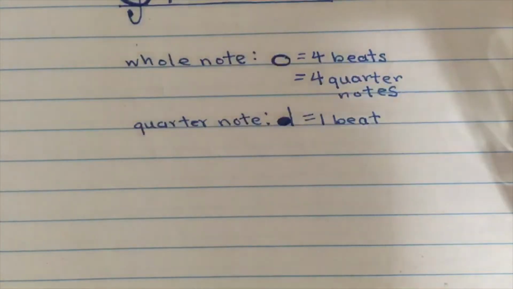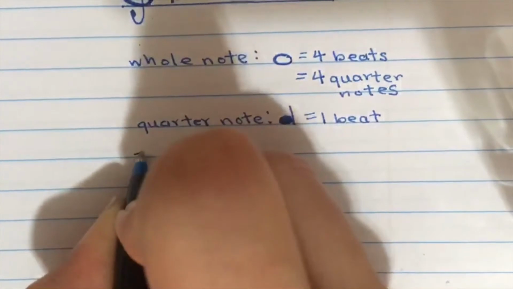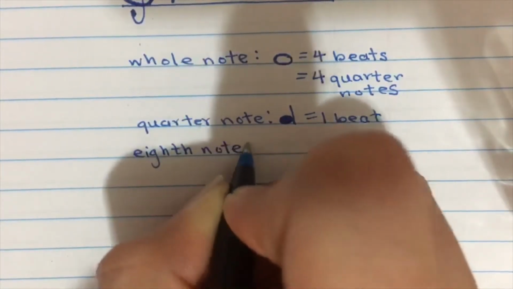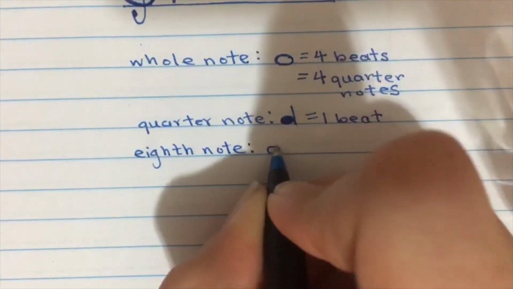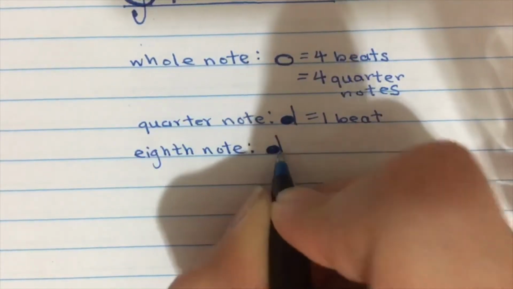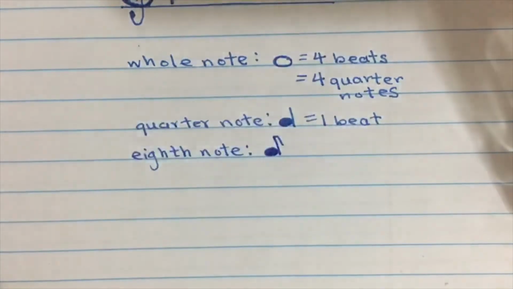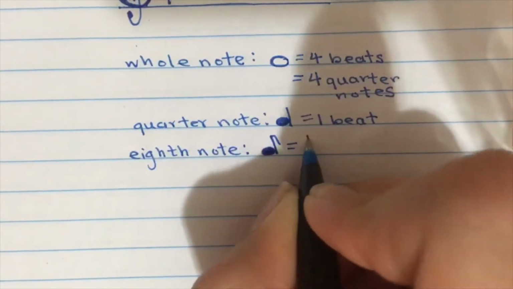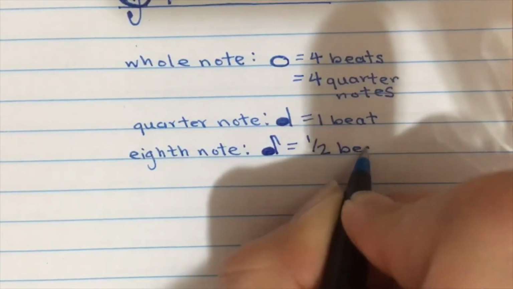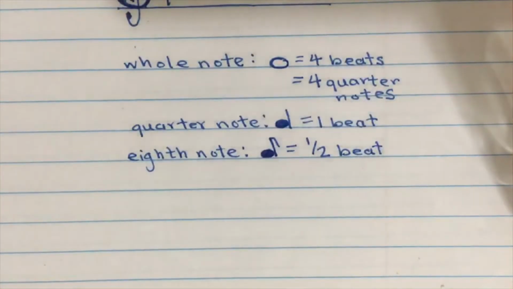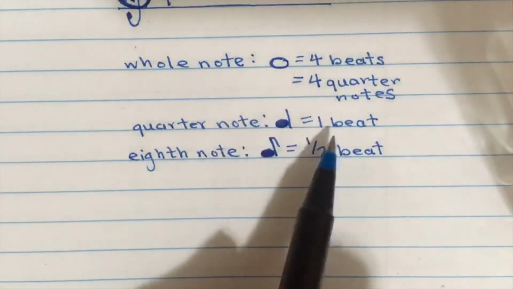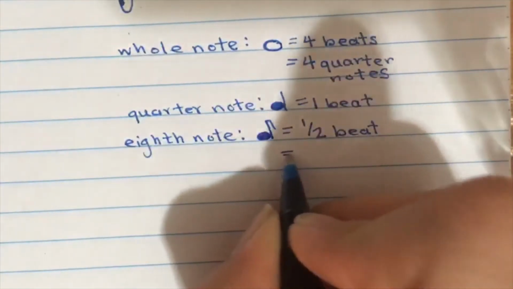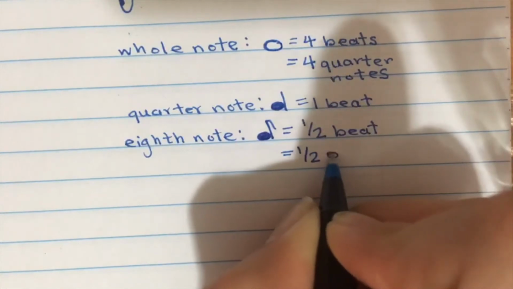Next, we're going to look at eighth notes. So an eighth note looks the same as a quarter note, but it has a little tail. And an eighth note is equal to half a beat, right? Which, since we know that a quarter note is 1 beat, means an eighth note, being half a beat, is equal to half a quarter note.